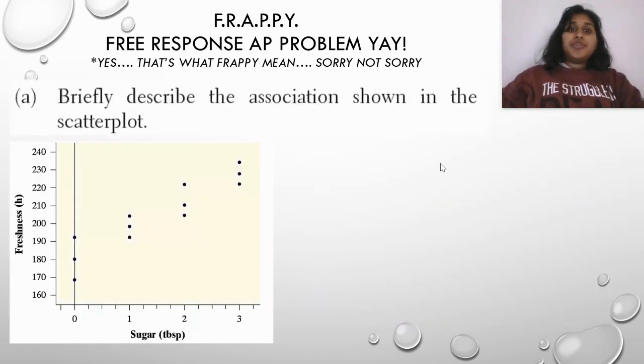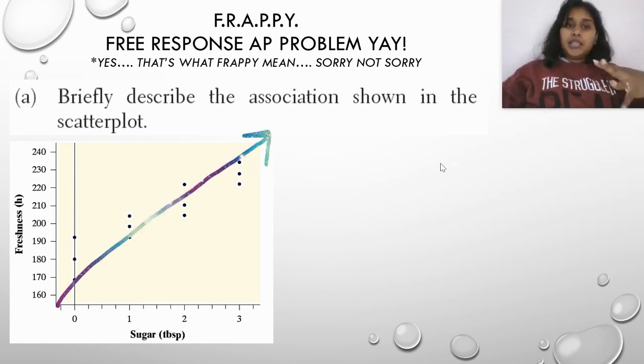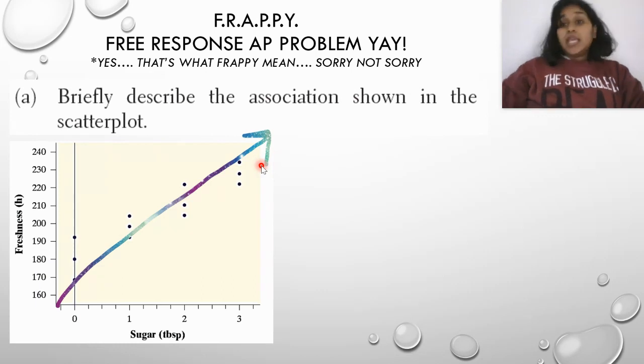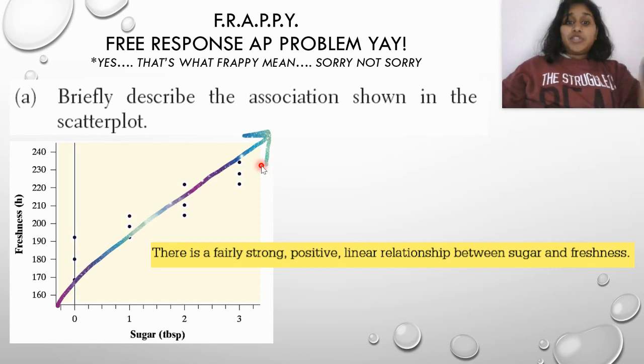So A says briefly describe the association shown in the scatter plot. Make sure you read through the context so you understand what we're talking about here. If I draw a line, it looks like I could draw a pretty straight line. The dots are pretty close to the line, kind of clustered around it, and it's in a positive direction. So I have a fairly strong positive linear relationship between sugar and freshness. That was super easy, wasn't it?